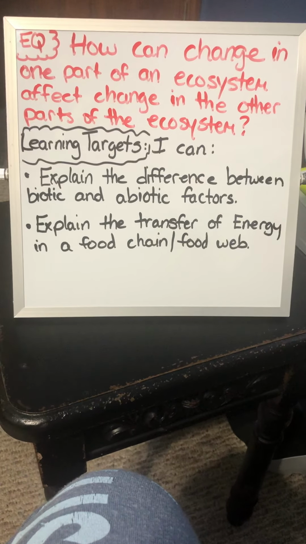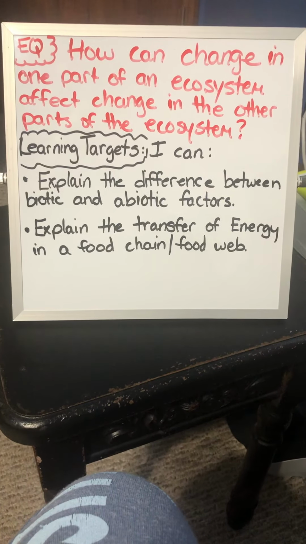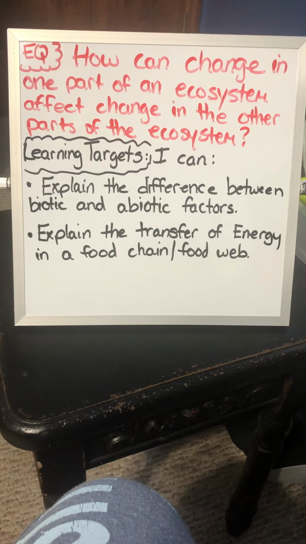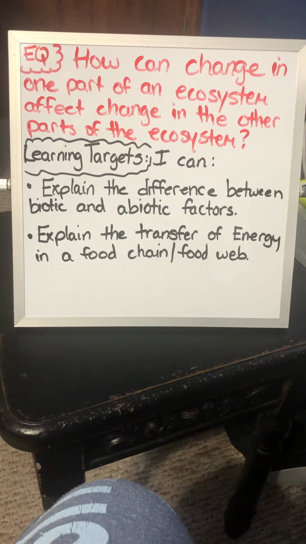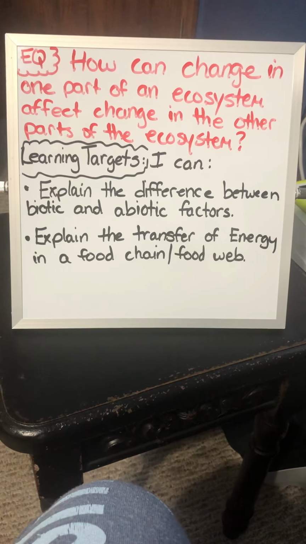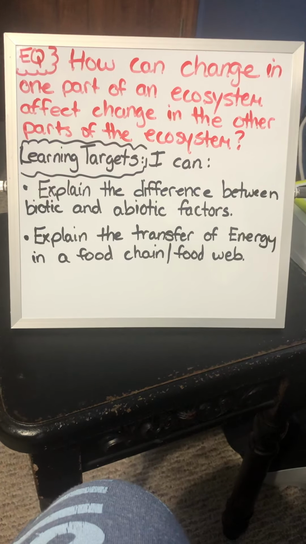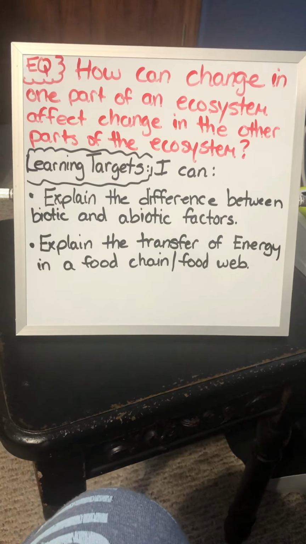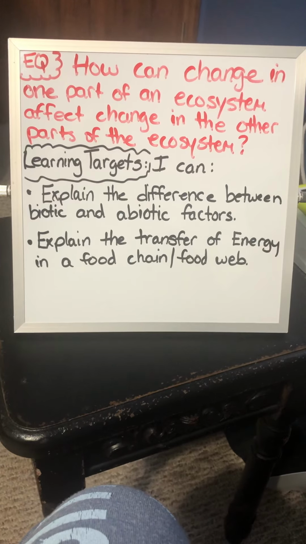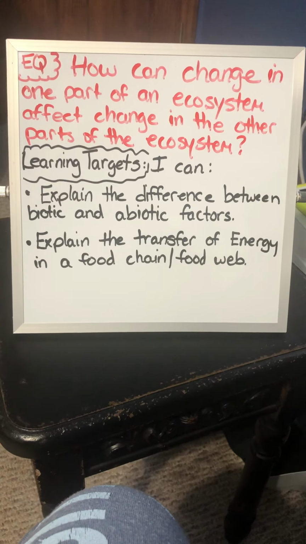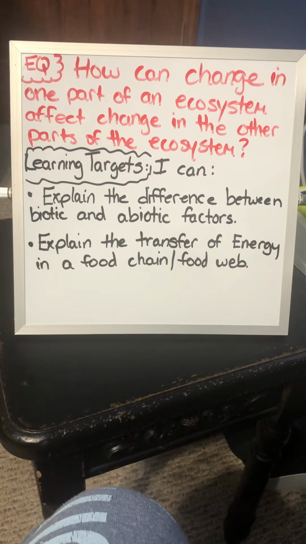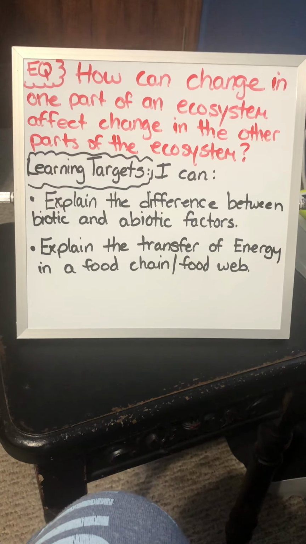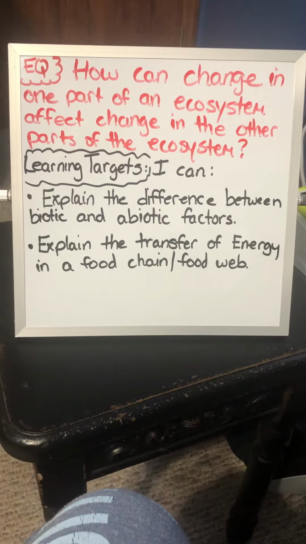Our new unit and our last unit of the year is going to be ecology. And so, like always, we will start it with our essential question and our learning targets. The essential question is, how can change in one part of an ecosystem affect change in the other parts of the ecosystem? Our learning targets, which are our I can statements, are I can explain the difference between biotic and abiotic factors, and I can explain the transfer of energy in a food chain / food web.